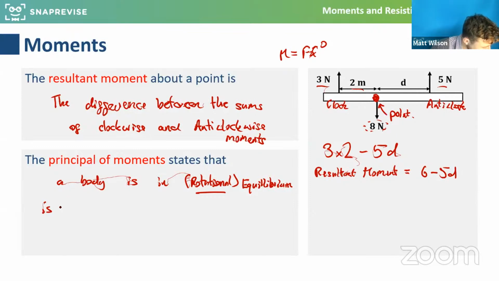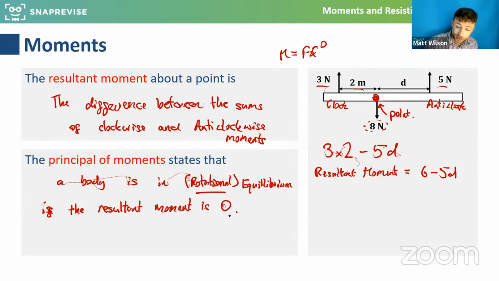If the resultant moment is 0. So this is just like saying an object is in equilibrium if the resultant force is 0. It's in rotational equilibrium if the resultant moment is 0. And just like if the resultant force is 0, we have a constant velocity, if the resultant moment is 0, you'll just keep on rotating at the same rate. If you weren't rotating to start with, you'll never start rotating.